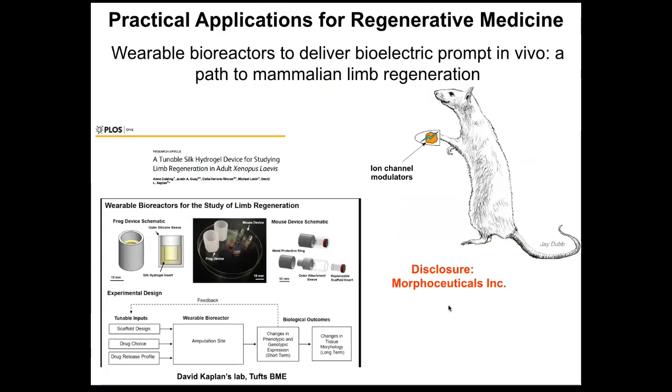At this point, I have to make a disclosure, because Dave Kaplan and I have a spinoff called Morphoceuticals, and we're now moving this approach into mammals, where we build various kinds of bioreactors that deliver a payload and allow an aqueous, tightly controlled environment around the wound where all the ion currents can flow and the cells can feel that they're in a protected, almost amniotic-like environment. The payload is ion channel drugs and some other things designed to tip the whole system towards regeneration and away from scarring.